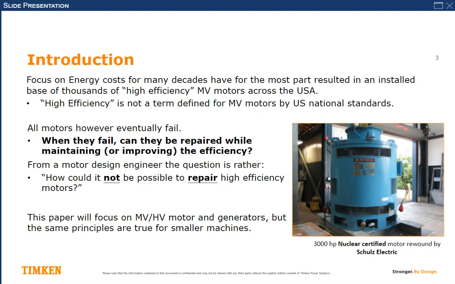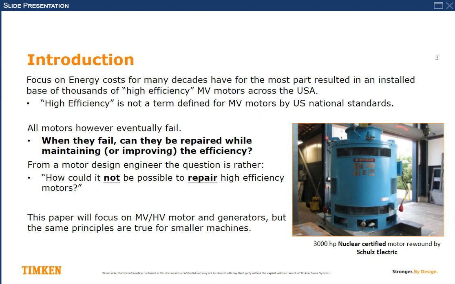But unfortunately, machines fail. The question is, when I have this beautiful high efficiency motor, when it fails, what do I do? Can I repair it and maintain the efficiency, or should I just replace it? On the right-hand side, you'll see a beautiful specimen. It's actually an old Westinghouse motor, probably about 50 years old, a 3,000 horsepower nuclear certified motor that was rewound by one of our companies, Electric in Connecticut. Now, for these beautiful machines, some of them 50 years old, what can I do? Should I fix them every time? This is what we're going to look at today.